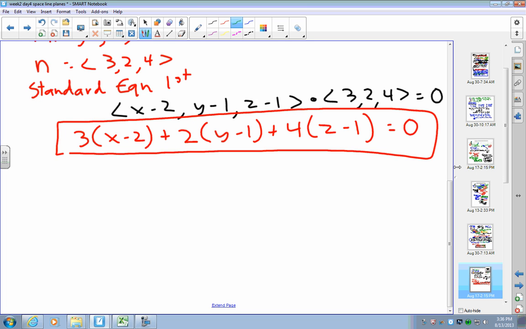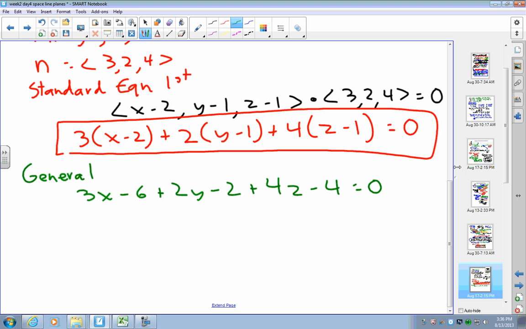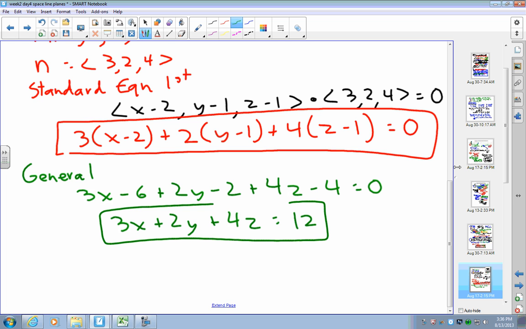But if we want, we can go get our general form, which the question asked for. And I could say this is 3x minus 6 plus 2y minus 2 plus 4z minus 4 equals 0, which is 3x plus 2y plus 4z equals, add the 6, add the 4, that's 10, add the 2, that's 12. Okay? And that gives the orientation of the plane provided by those 3 points.